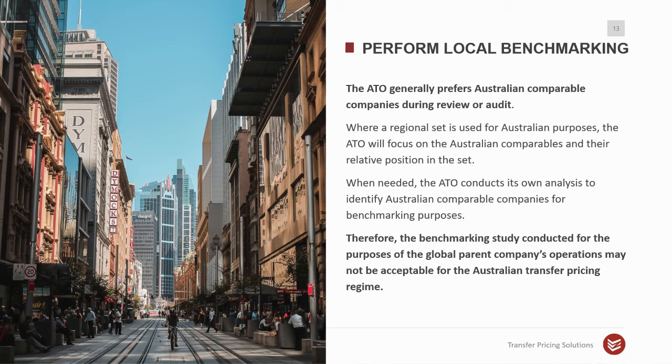the ATO conducts its own analysis to identify Australian comparable companies for benchmarking purposes. Therefore, the benchmarking study conducted for the purposes of the global parent operations may not be acceptable for Australian purposes. You really do need to consider whether there are actually any Australian comparables available.